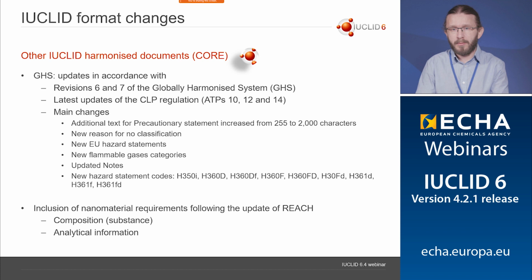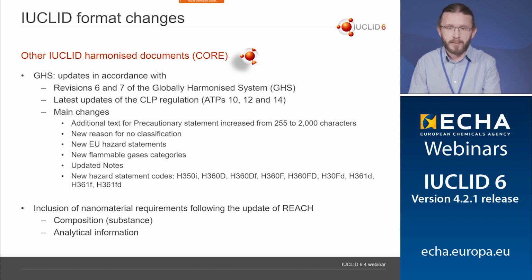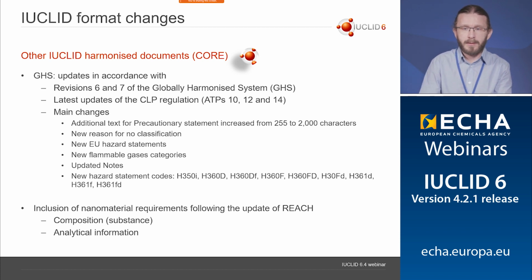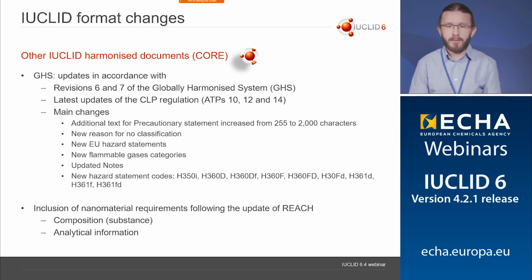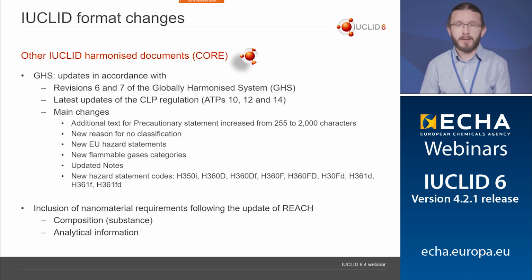Other changes were made to Euclid harmonized documents. I mentioned already the updates of the GHS document, which is used to report classification and labeling information. The main changes are listed here. I can note, for example, the new reason for no classification, new flammable gases categories, or new hazard statement codes that were inserted in this release. We also updated the composition information for substances and the analytical information in order to cover the nanomaterials requirements introduced by the update of REACH.